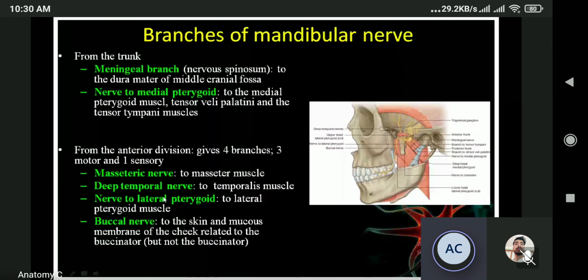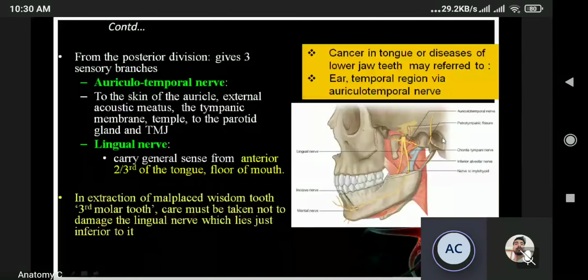Now from the posterior division, can you see, we have the auriculotemporal nerve, which is passing behind the external acoustic meatus, and this one is the lingual nerve. You can see the lingual nerve, and this one is the inferior alveolar nerve. Now this lingual nerve is carrying the general sensation from the anterior two-thirds of the tongue.